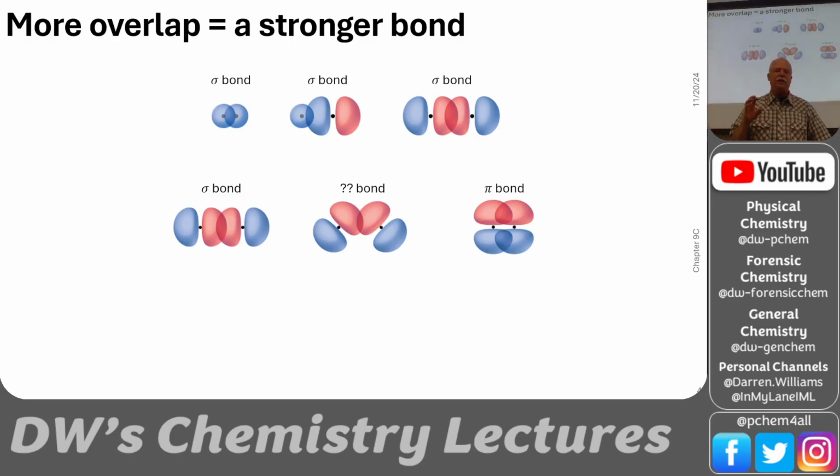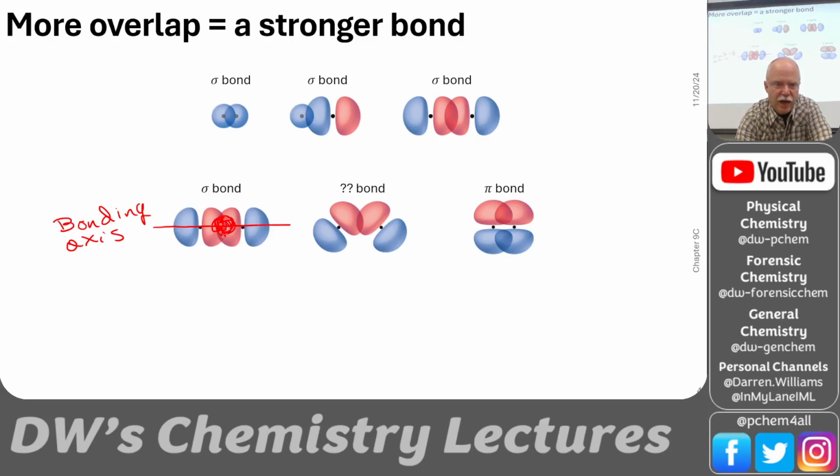We have terminology that goes with this: a sigma bond and a pi bond. And then we have other kinds of bonds that we really don't know what to call, but pure sigma and pure pi bonds are shown here. I want you to be able to recognize these. Notice here, this is the bonding axis. And you see here that in the sigma bond, the overlap is right along that bonding axis.